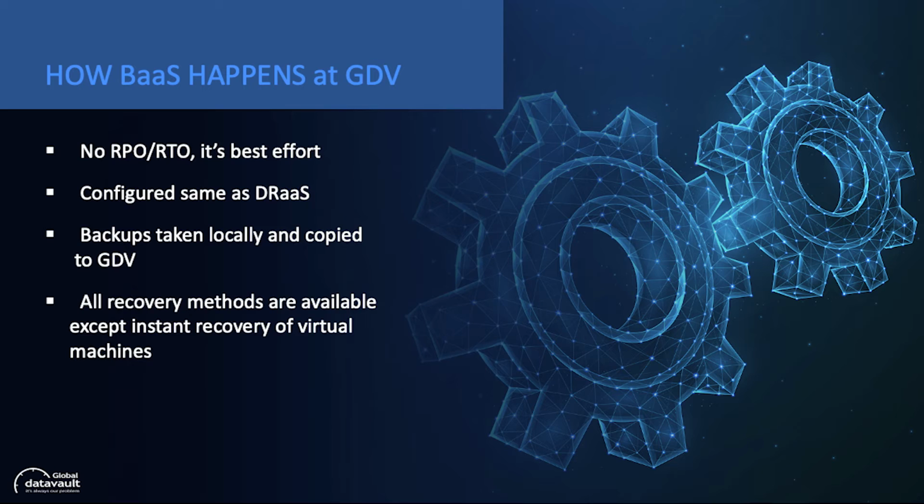and this is through Veeam, right? All recovery methods are available except instant recovery of virtual machines. And obviously, because of the connectivity and the resources, when we copy the data up to Global Data Vault into a cloud repository, it's not attached to a virtual environment that can power on and spin those virtual machines up and do the instant recovery, right?